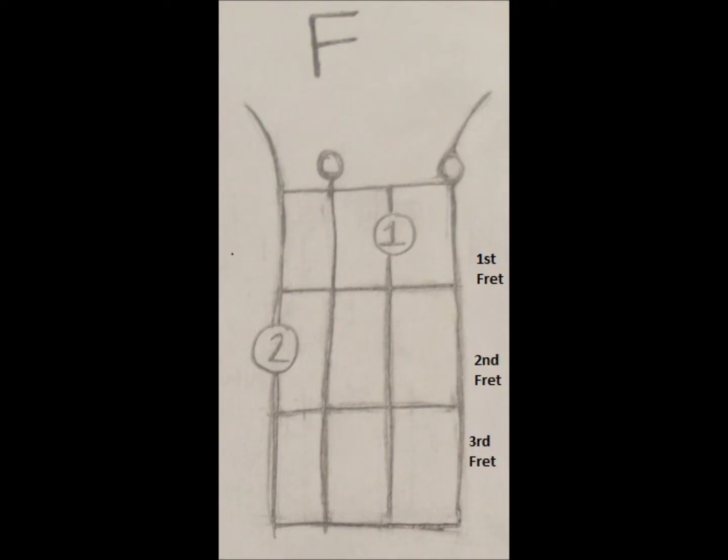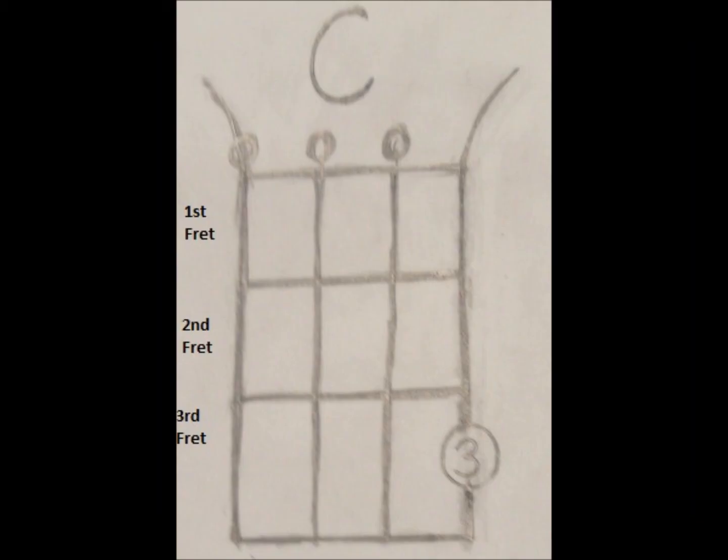So here we have the F chord. To play an F chord, you're going to put your first finger on the first fret of the second string and your second finger on the second fret of the fourth string. The last chord that we're going to learn to play is the C chord. Here we have a C chord. To play a C chord, you're going to put your third finger on the third fret of the first string.